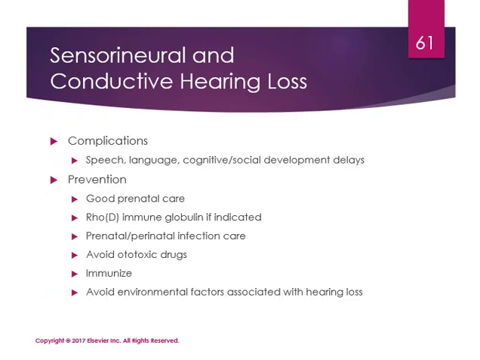Complications include some difficulties with speech and language. There may be cognitive or social development delays. Prevention: it's important that parents are aware of good prenatal care should they get pregnant in the future. Having Rh globulins as indicated, having prenatal and perinatal infection care, avoiding ototoxic drugs, immunizing, and avoiding environmental factors that could associate with hearing loss. And that might be being in loud environments, for the child to hear pounding sounds or loud noises.